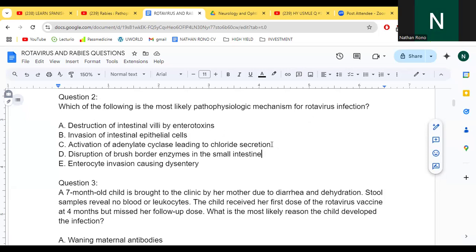Activation of adenylate cyclase leading to chloride secretion. So I've not talked about this at all. As you're going to learn, this is the mechanism for cholera. This is how cholera works to cause what we call the rice water diarrhea. Okay, so I've not talked about it.